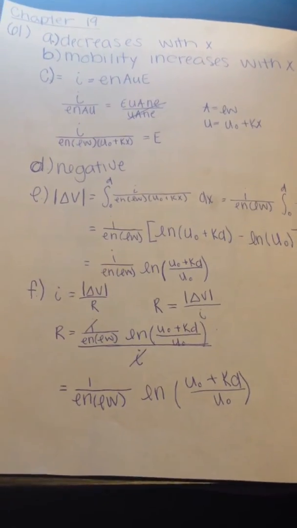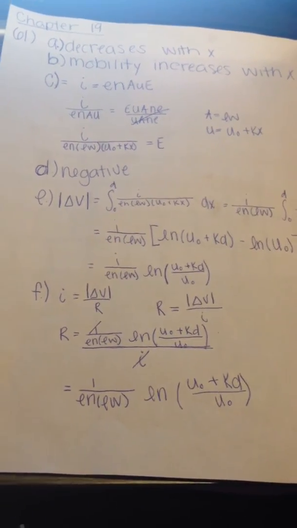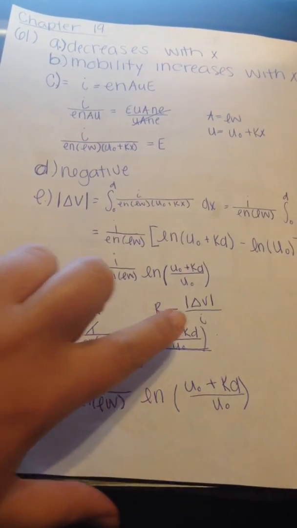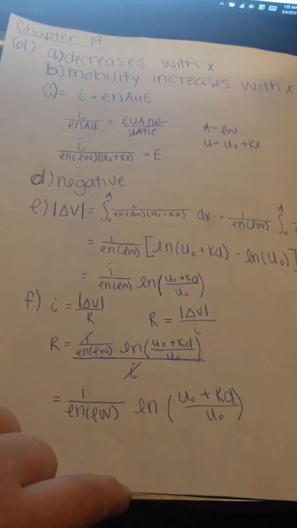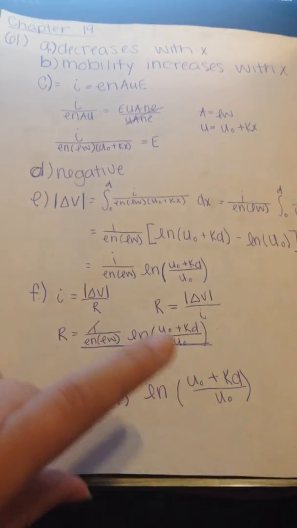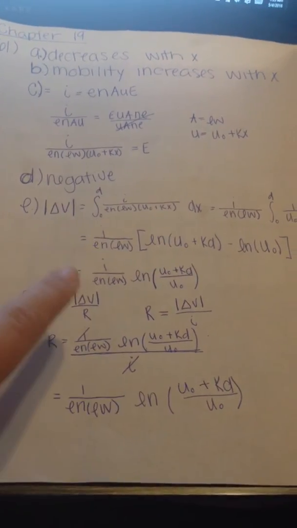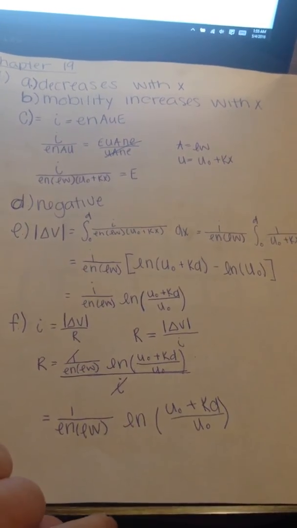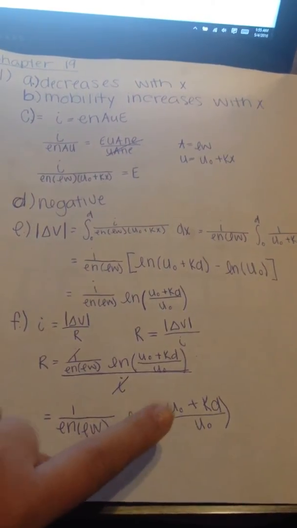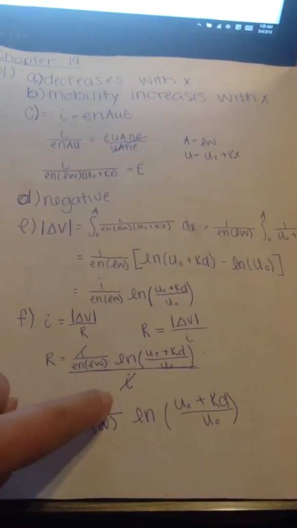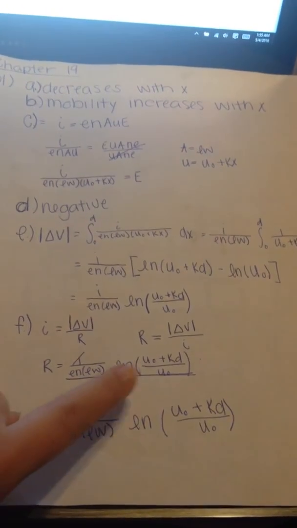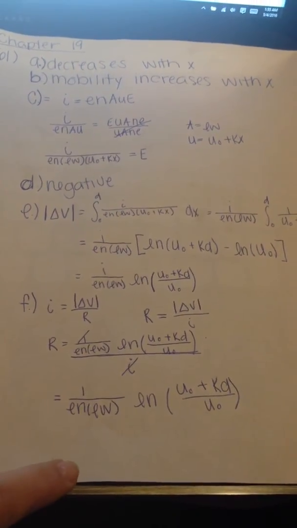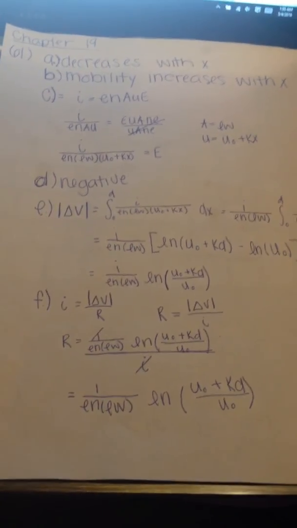And for F, we are asked to find the resistance. And so we know that I is equal to delta V over R, and R is equal to delta V over I. It's just kind of changing up that equation. We know what delta V is, and we know what I is. We found delta V here. I just kind of left I there, because it is going to be a constant and it will cancel. And you just simplify that, and that's what you get there, and that's going to be the resistance.